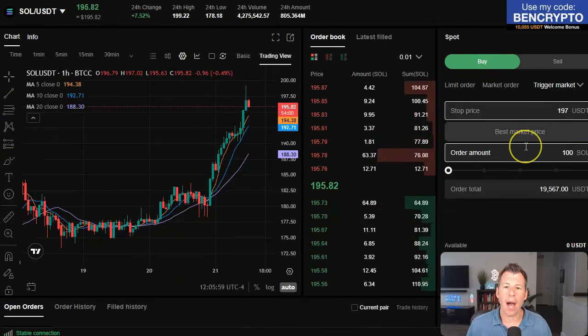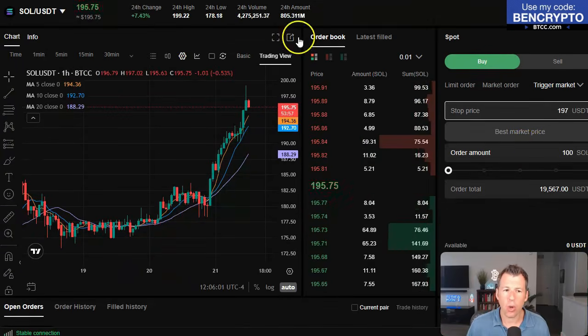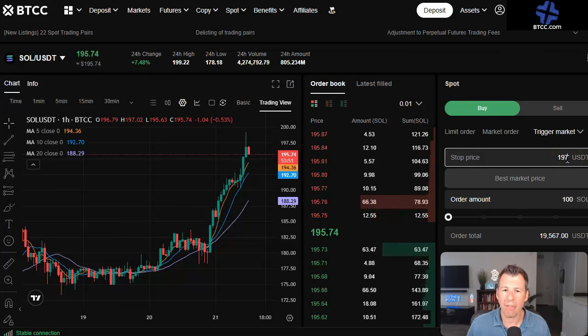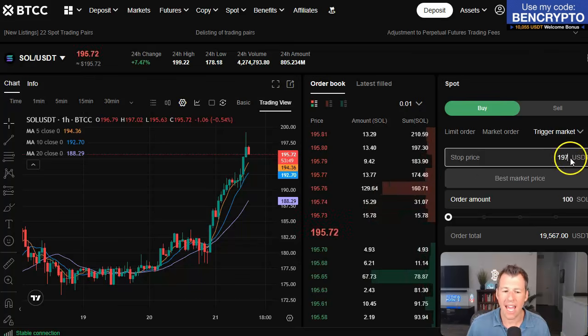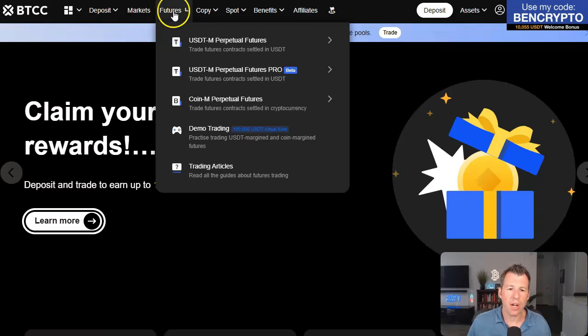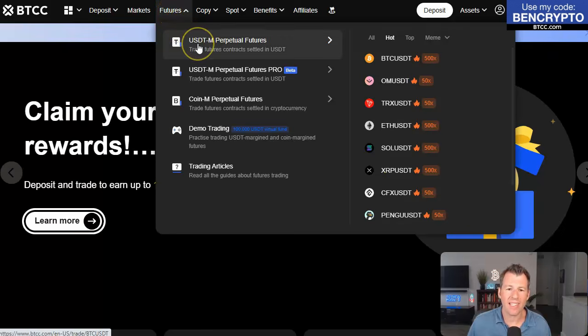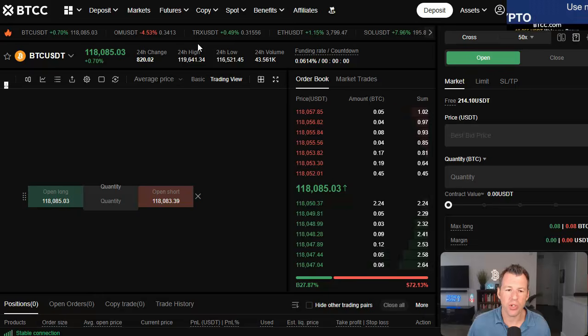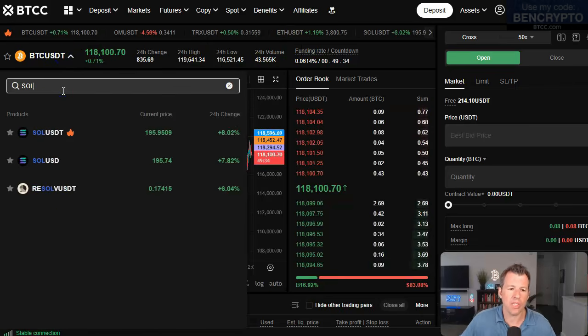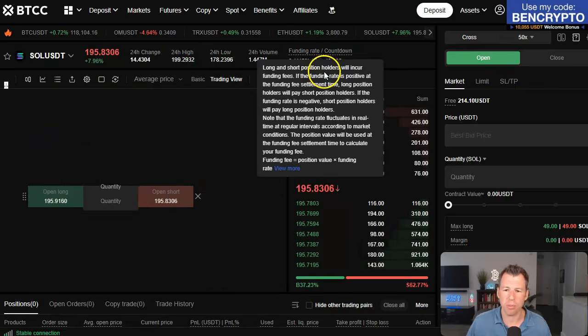So again, it means buy 100 Sol, start filling that order at the current price of 195. If the price of Sol starts running up and it gets to 197 and you haven't filled my entire order, then stop filling it. Now on to futures trading. So you're going to go top center futures and then USDT-M perpetual futures. Click on that, and then up here, same place, we're going to do a Solana trade again, just for simplicity purposes.